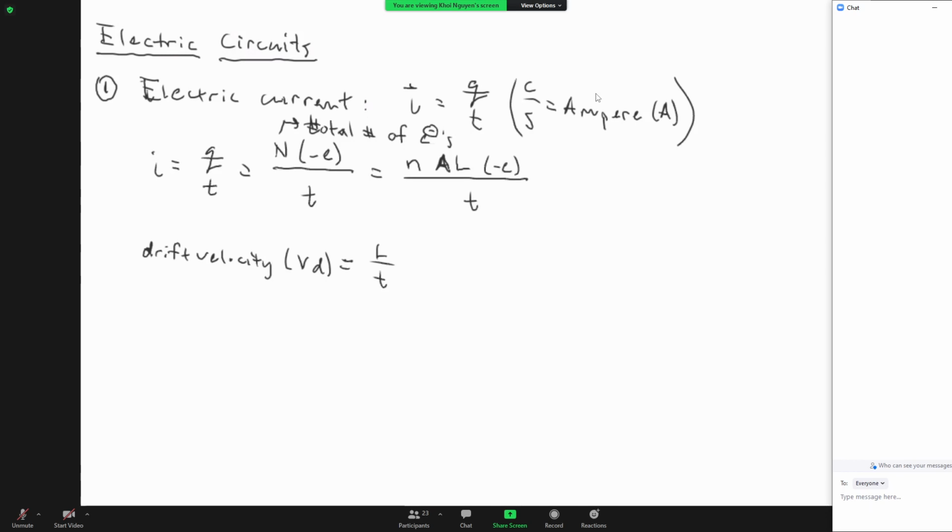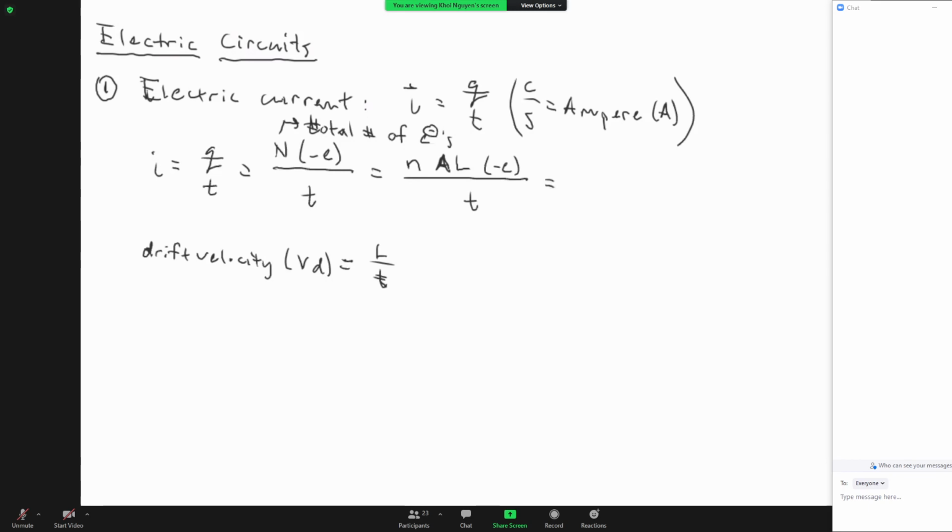Lowercase t is time, capital T is period or tension, depending on what we're talking about. So lowercase t has always been time, right? Every time you did kinematics, it was always time. But capital T is period or tension. Sorry, we had a question asked: what's the difference between lowercase t and capital T?